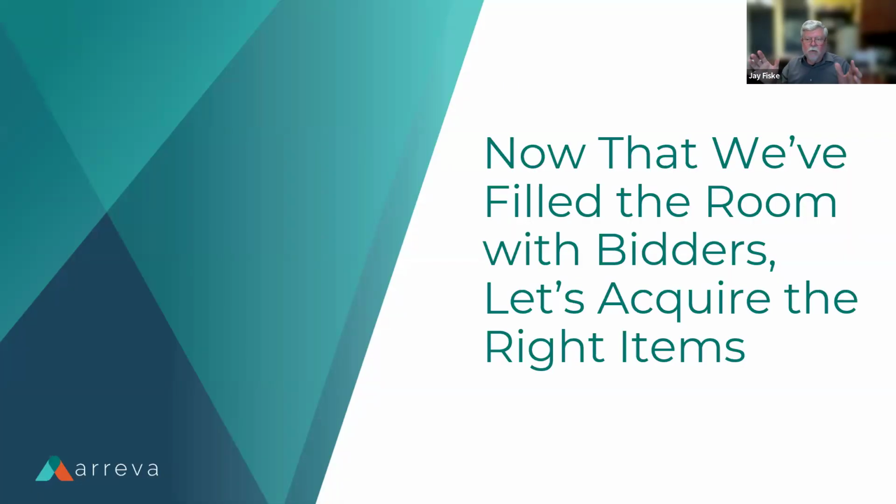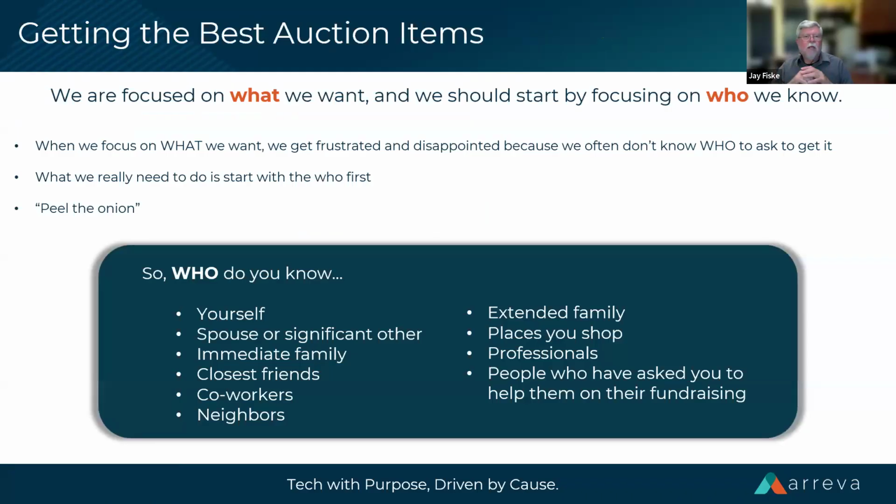So now that we have the room filled with bidders, not eaters, let's talk about getting the right items. One of the common mistakes is focusing on what you want. Committees will get together and say, well, we have an auction. Let's go out and get a bunch of stuff. What would be good? Well, let's get tickets to the ball game, or let's go get a cruise, or let's get some jewelry, let's get artwork, let's get this, let's get that. And the problem with that is you end up with wonderful lists of what you want and absolutely no clue of how to get it.